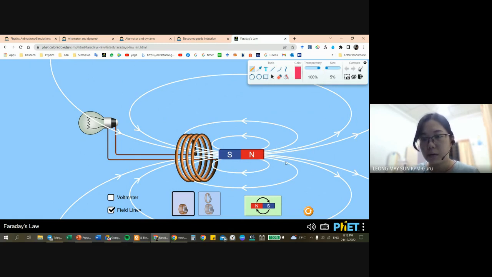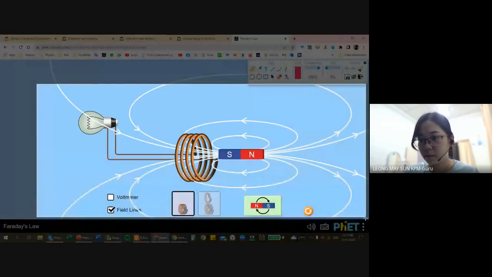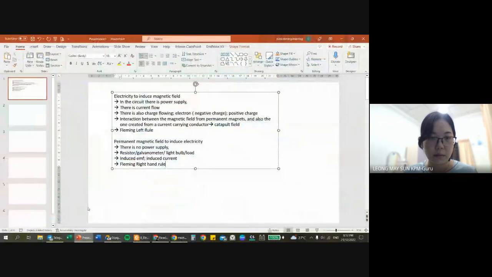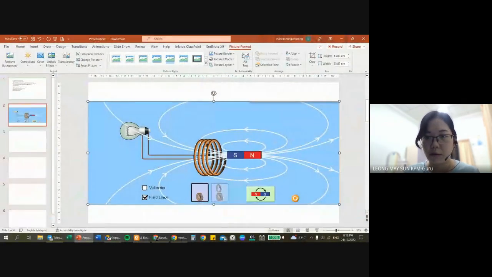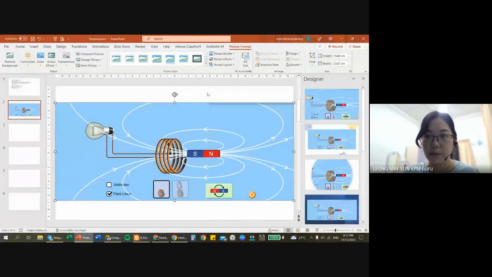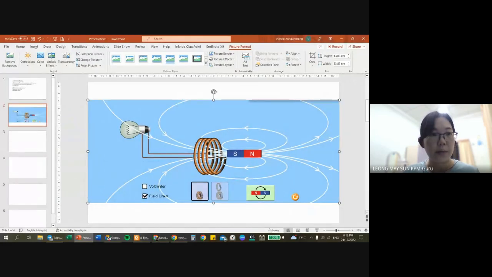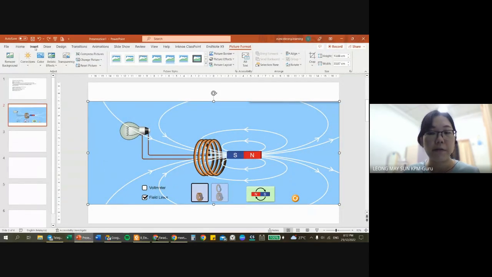so how come it's not? The simulation doesn't allow me to do so, so I'm going to use my old method. I've forgotten I'm using this simulation. So what does magnetic flux actually mean?